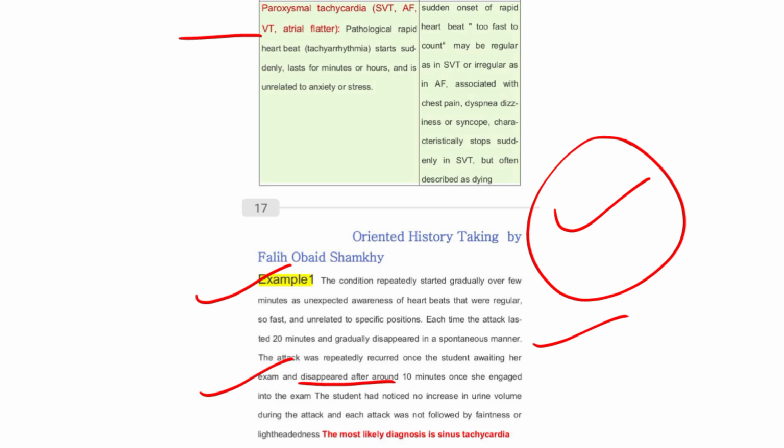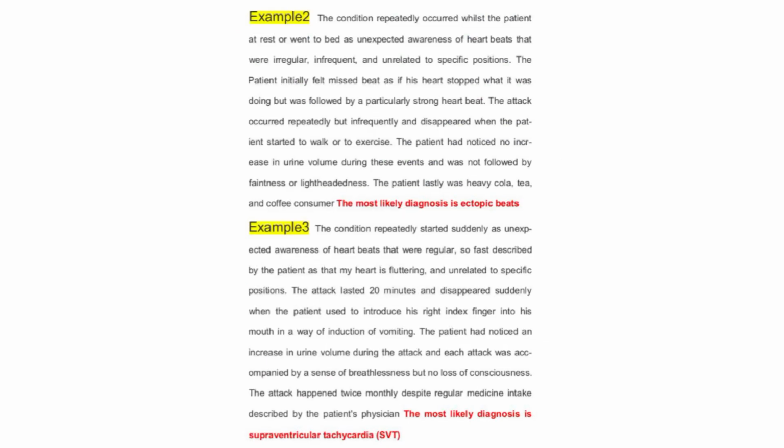These are also a sign of palpitation. The student had noticed no increase in the urine volume during the attack, and each attack was not followed by faintness. This is the diagnosis of sinus tachycardia.